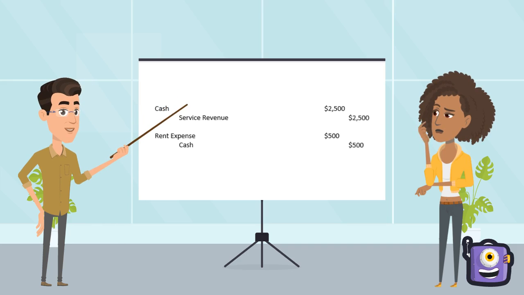So in this case we provided a service to a customer and they paid us in cash. In this case we would debit cash to recognize the fact that we received cash. We debit cash here because cash is an asset and assets increase with debits. The second part of the journal entry is a credit to service revenue. We credit service revenue here because it is a revenue account and revenues increase with a credit.